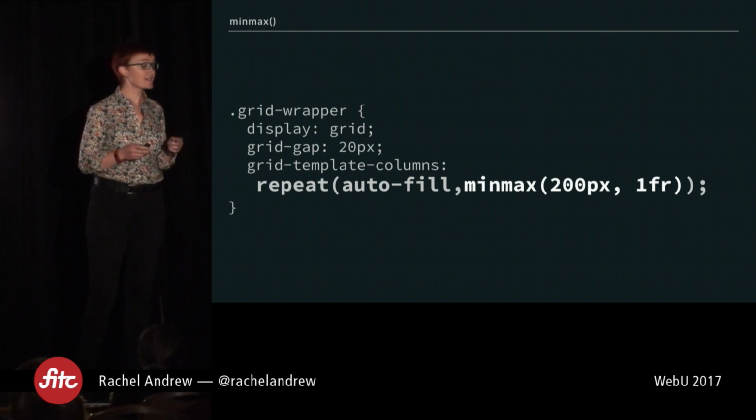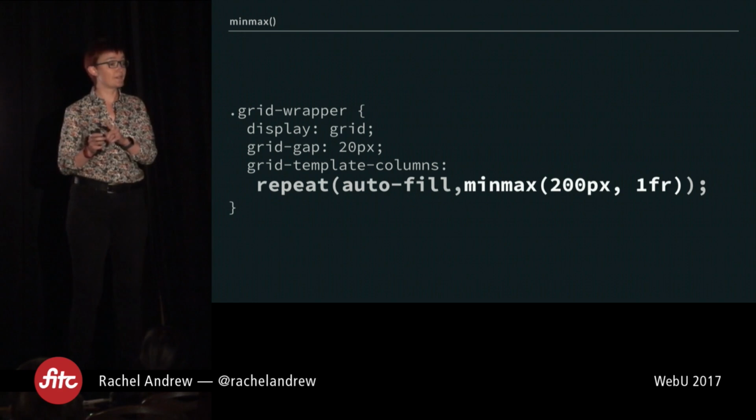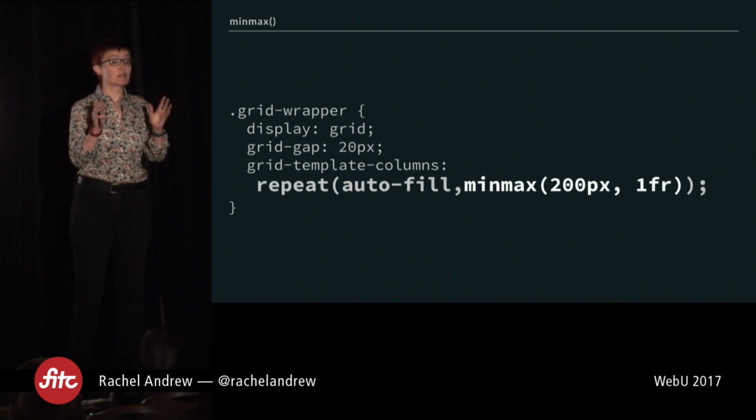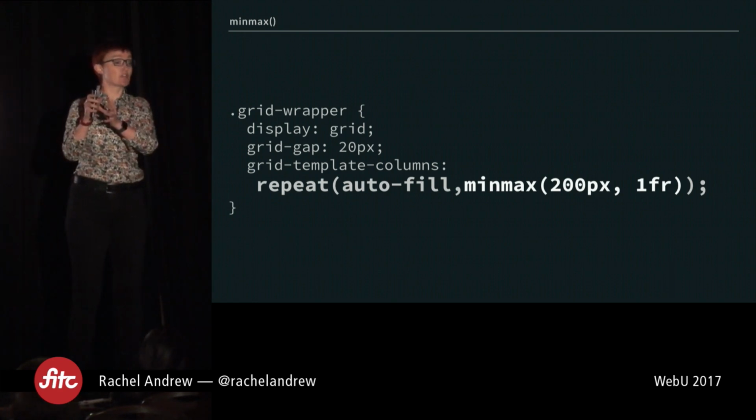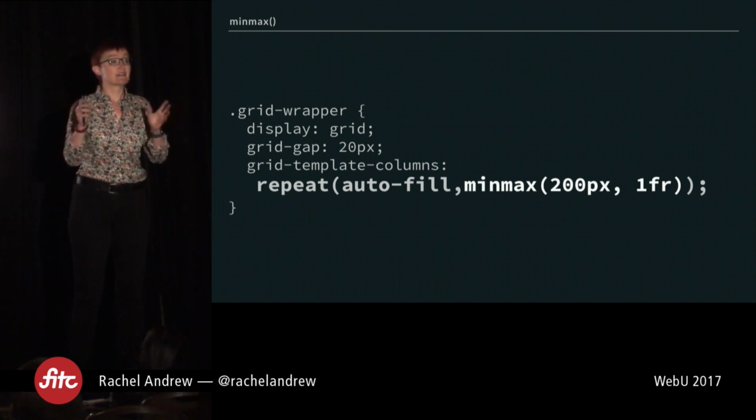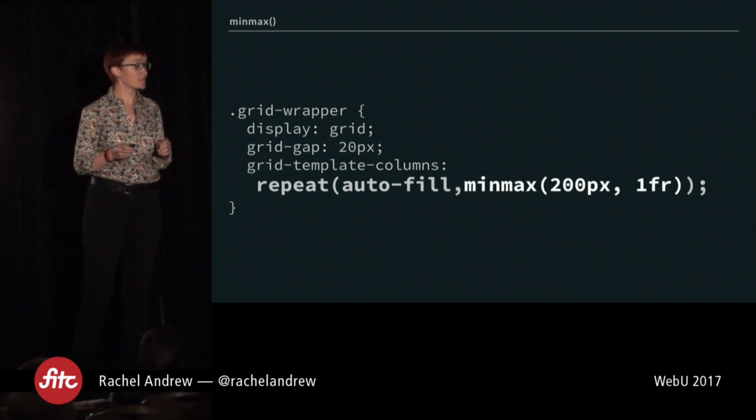The effect of this in our example is that after working out how many 200 pixel columns will fit into the container, the browser will then take the remaining space that's left over, because there probably won't be exactly that space divided by 200, and it'll share it out across the columns.